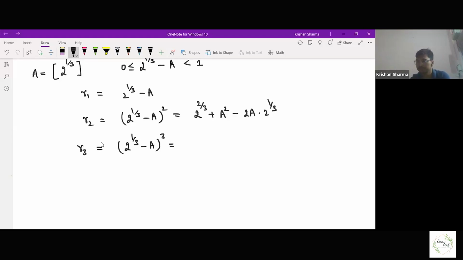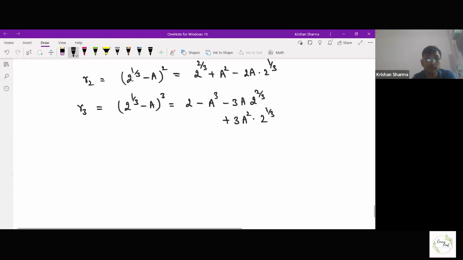If you open that, you will get the cube of it, that is 2 minus a cube, because the cube of this number is 2 minus 3a times 2 raised to power 2 by 3 plus 3a square into 2 raised to power 1 by 3. Now, if you look at this, this is an integer. Minus 3a is also an integer. Plus 3a square is also an integer. They all are integers. This also.